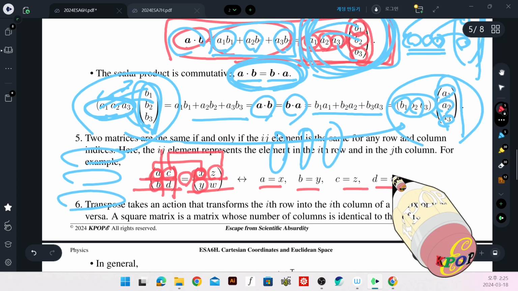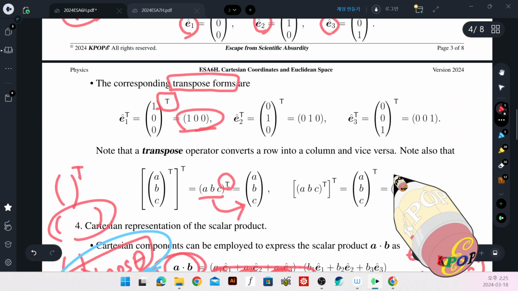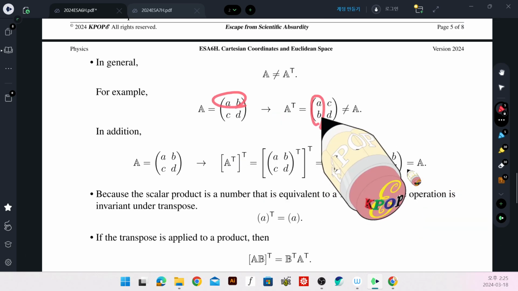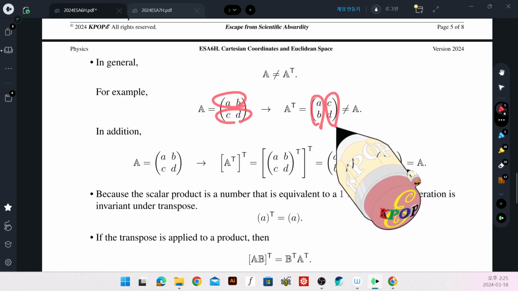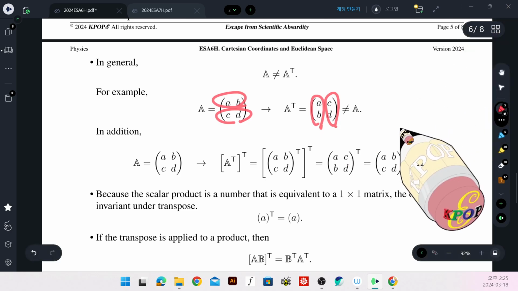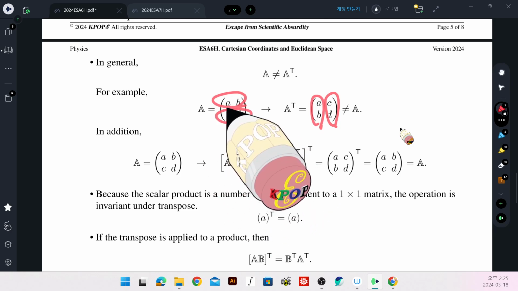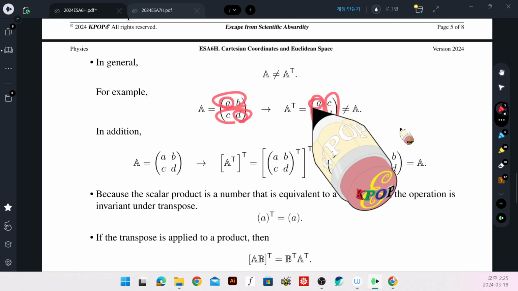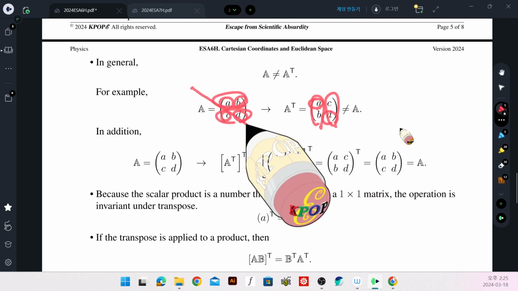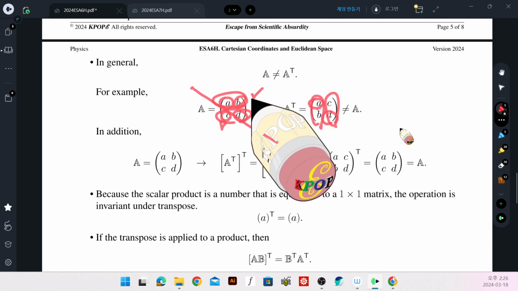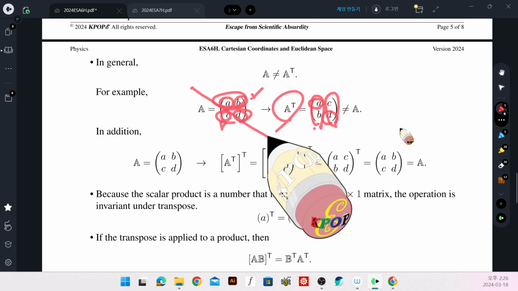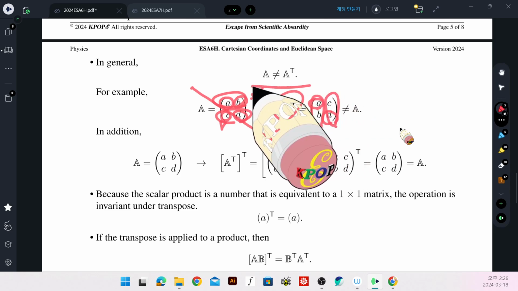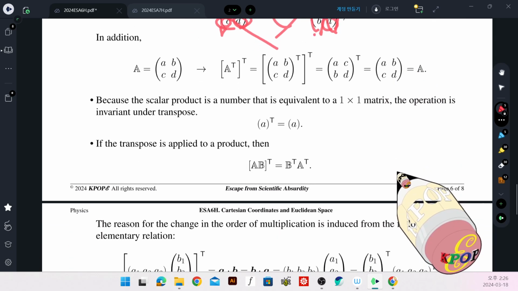Transpose is also applied in a similar manner as we have defined for a single row or single column. That's nothing but to replace a row with a column, and vice versa. In general, if I exchange rows and columns, the shape is not invariant. Only the diagonal elements are invariant, but the off-diagonal elements are exchanged. As a result, in general, the transpose of a matrix is different from the original one.